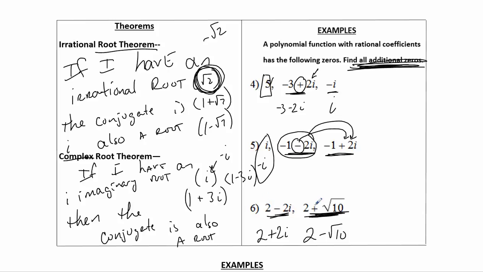You notice the 2's stay the same, the 2's stayed the same. Everything else stays the same. Don't get confused with changing everything. Just change the sign in front of the imaginary or irrational root. Okay, so that was our kind of notes and understanding of that. Now let's get into some examples of how we use this information.